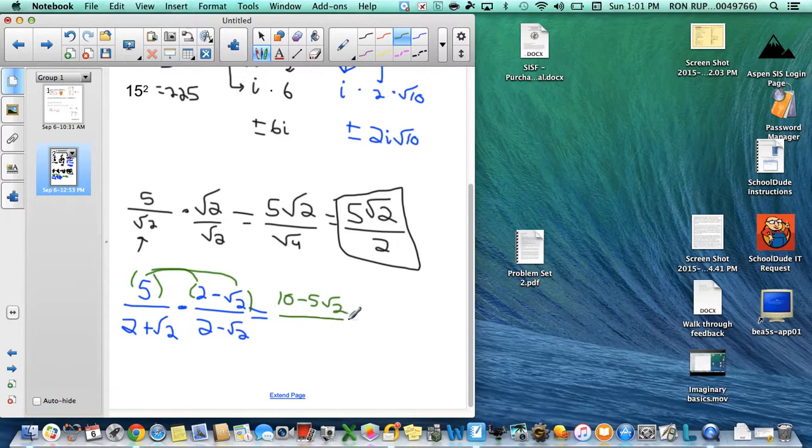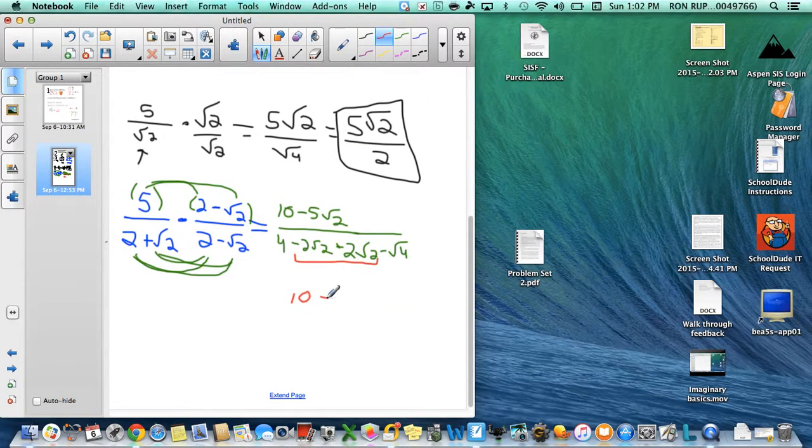And we put that over, we distribute this. 2 times 2 is 4. 2 times negative square root of 2 is negative 2 square root of 2. 2 square root of 2 times positive 2 is positive 2 square root of 2. And then lastly, square root of 2 times negative square root of 2 is minus square root of 4. Now we simplify. These two things cancel each other out because they're like terms. It would be like saying negative 2x plus 2x. That would be 0. Negative 2 square root of 2 plus 2 square root of 2 is 0.